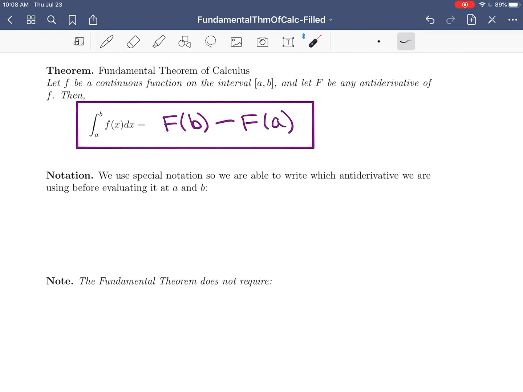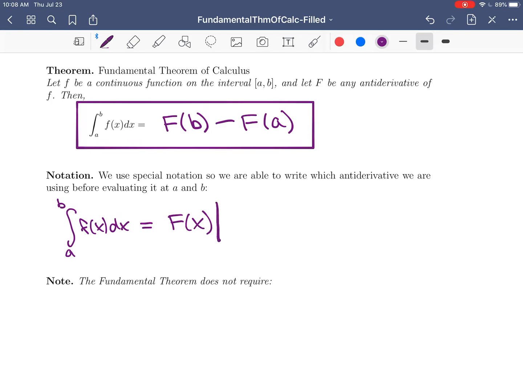Okay, so now because of this, we want to use some special notation. This is just so you can write everything in line where it makes sense. So you can give the antiderivative that you're using before you actually start plugging stuff in. Okay, so what we normally do, if we wanted to determine the definite integral from a to b of f of x dx, we would first find an antiderivative, capital F of x. We don't need the plus c because we get to pick our favorite antiderivative.